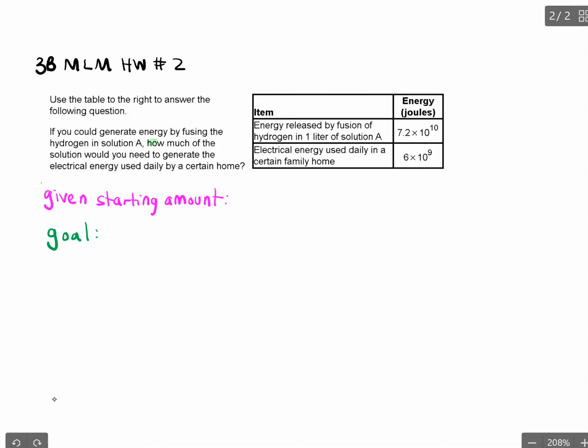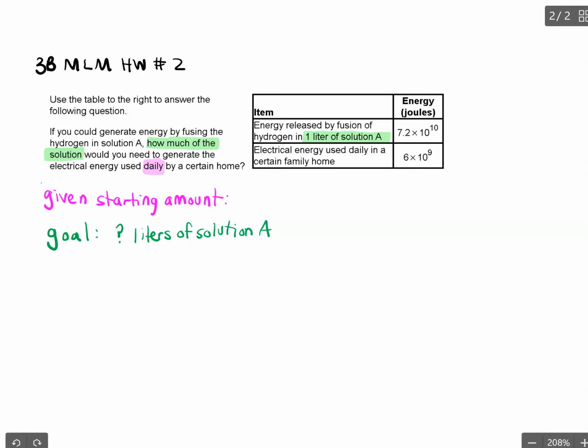We can see we're being asked how much of the solution would you need? And by looking at my table, I see we're measuring that solution in liters. So our goal is going to be liters of solution A. But the given starting amount is not so obvious. So let me read it again. If you could generate energy by fusing the hydrogen in solution A, how much of the solution would you need to generate the electrical energy used daily by a certain home?